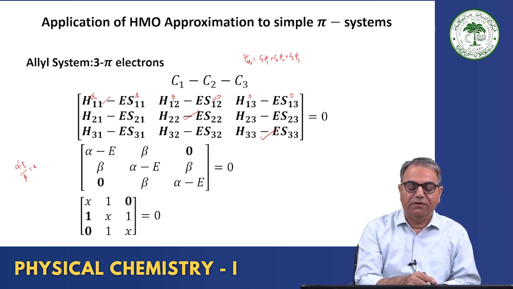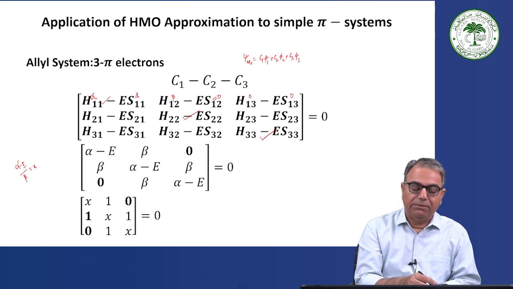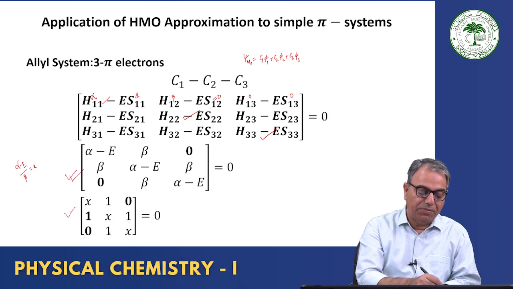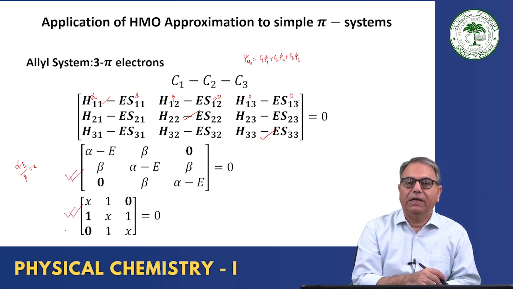So the first term will be alpha minus E divided by beta, so it will be x, and then you divide beta by beta, it will be 1. This is 0, so this will remain 0. Then again you divide beta by beta, it will be 1. Again alpha minus E divided by beta will be x. Again beta by beta is 1. Now look at this one, 0, so it will be 0. Beta by beta will be equal to 1, and the last term alpha minus E divided by beta will be x. So both these determinants you must write appropriately, and then only you go for calculation.